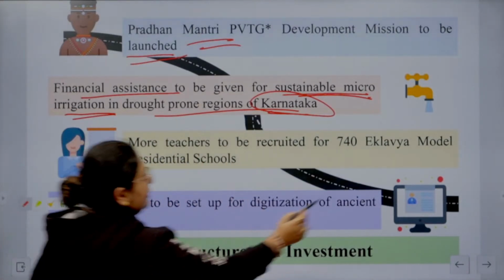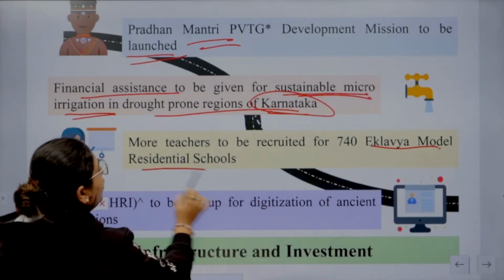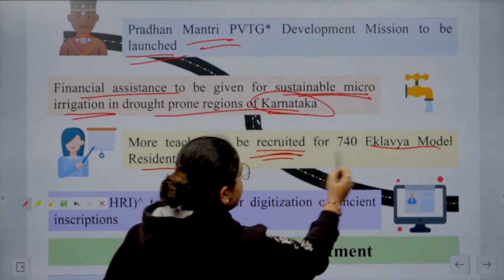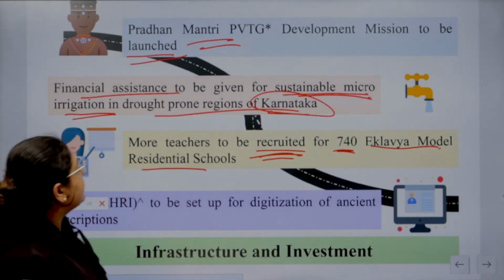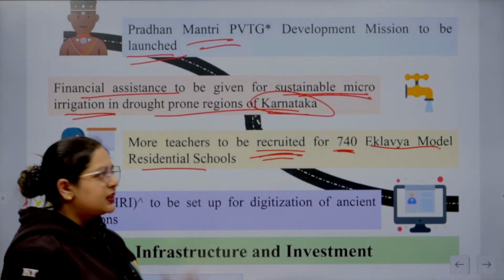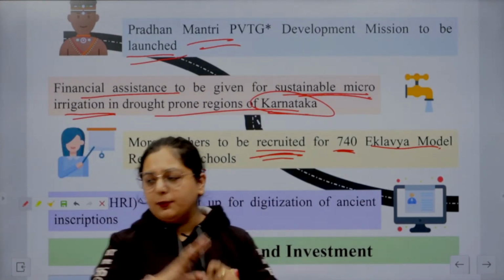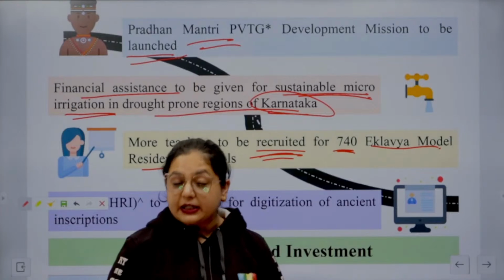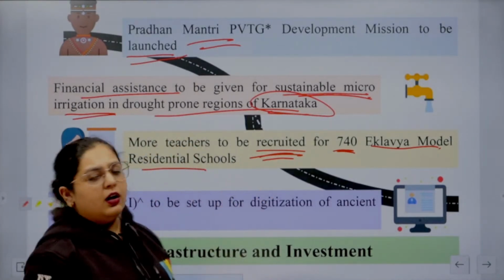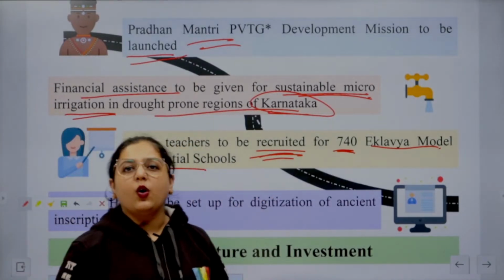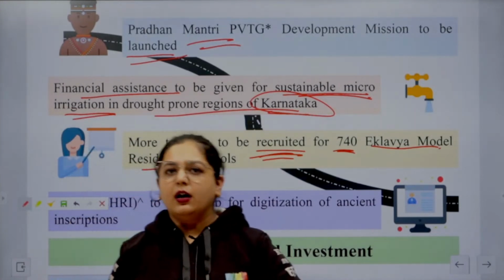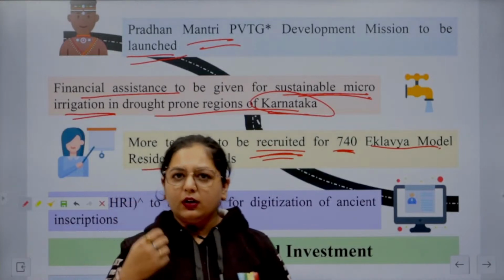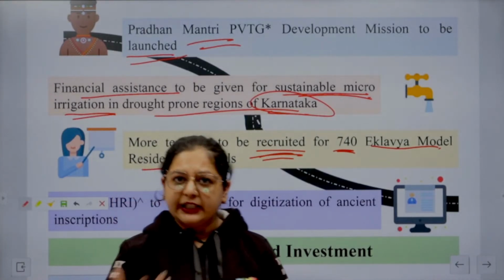Then next, in the Eklavya Model scheme, more teachers are going to be recruited for nearly 740 Eklavya Model Residential Schools. These are the boarding schools started for tribal regions, for tribal children. And it is good news for all the government teachers, even all the teachers who are applying for government jobs in the teaching line.